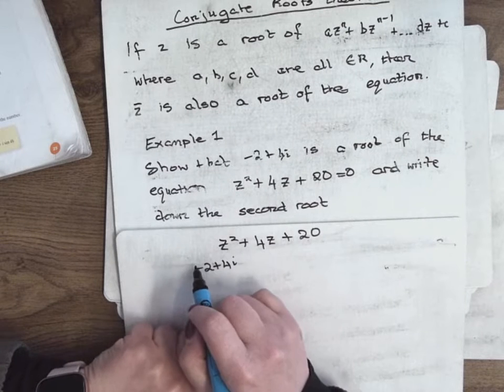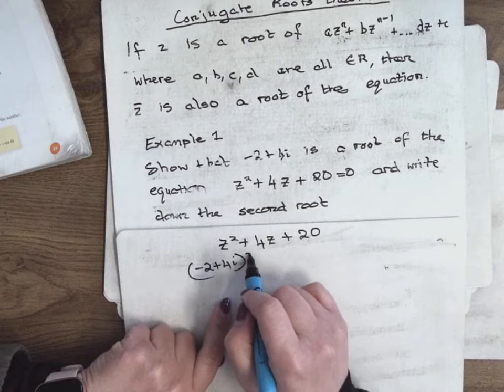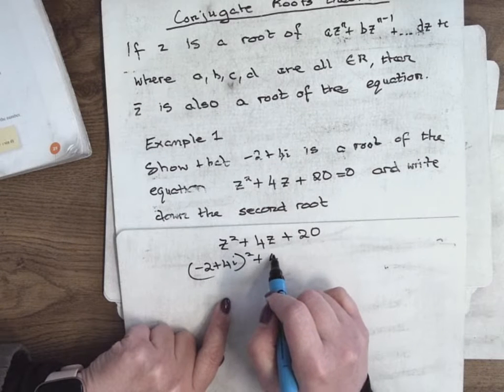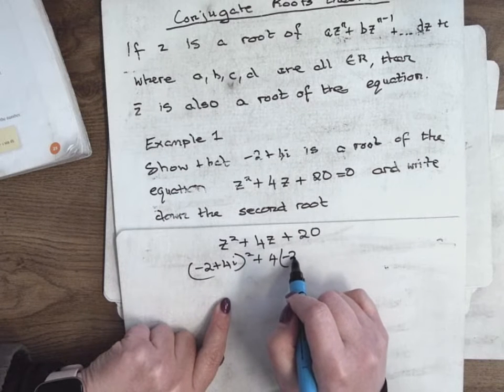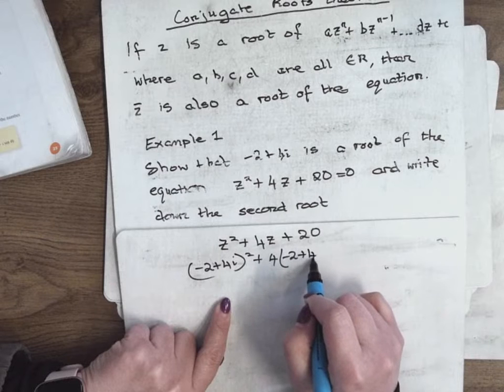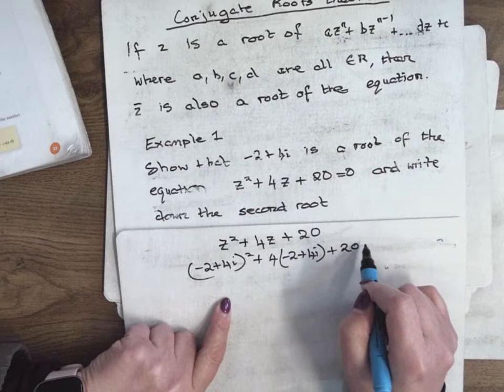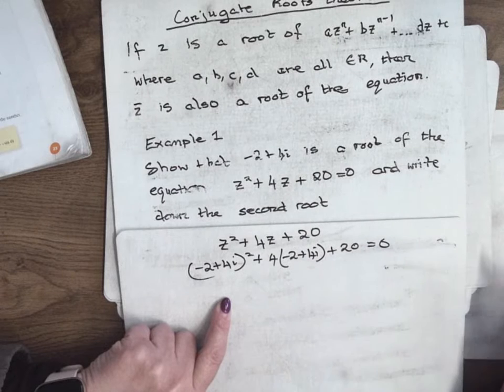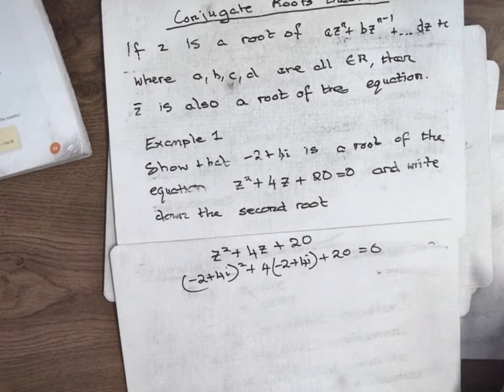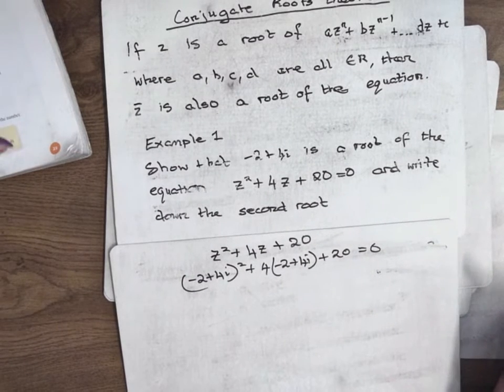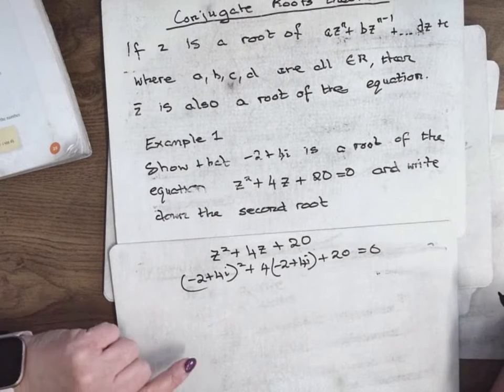So it's (-2 + 4i) squared plus 4 times (-2 + 4i) plus 20. I'm going to work it all out, and I should end up with 0 equals 0. So if I end up with 0 equals 0, it's a root. It's a solution. It's an answer to that equation.